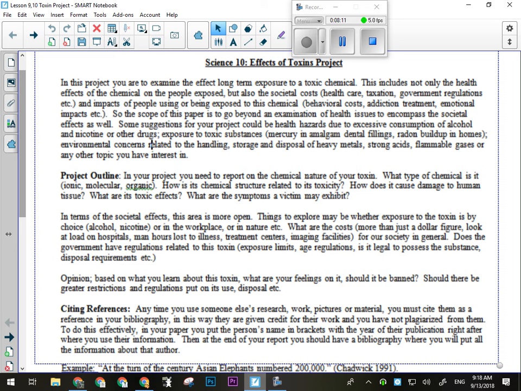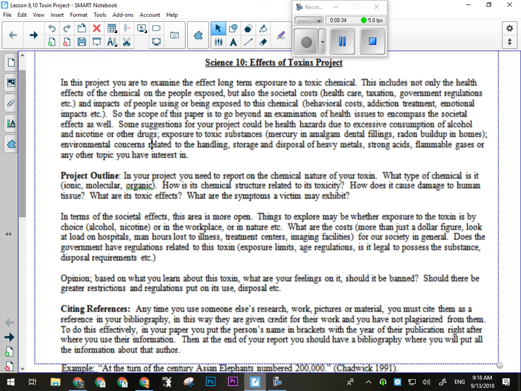Okay, so you could look at whatever toxic chemical you want. Drugs are probably the easiest ones because you'll find the most information on them. We could also look at environmental concerns related to the handling, storage, and disposal of things like heavy metals, strong acids, flammable gases, or any other topic that you may have interest in. So the outline of the project goes as follows.